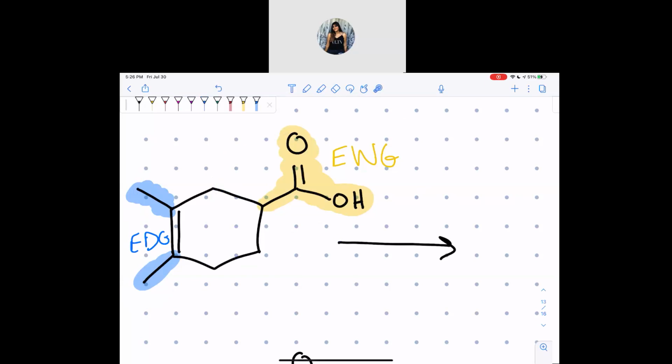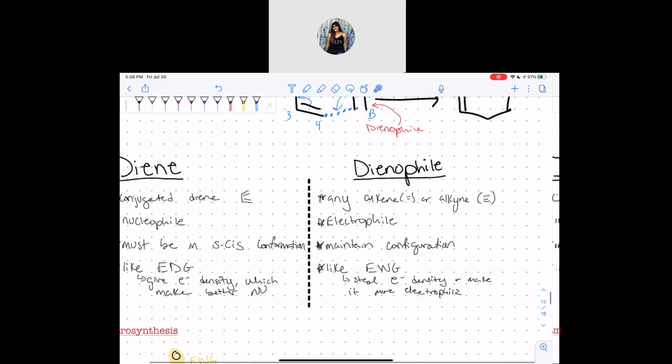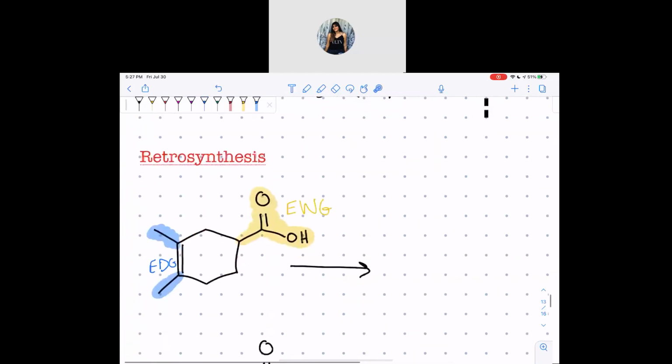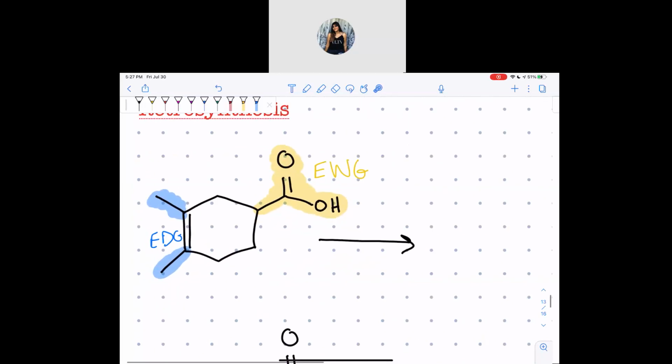I also know that the double bond that we get in our final product, if I scroll up here, is going to be between carbon 2 and carbon 3, right? Because it moved from here to here. So, I can assume that this is carbon 2 and this is carbon 3. Which means this was carbon 1, that was carbon 4.